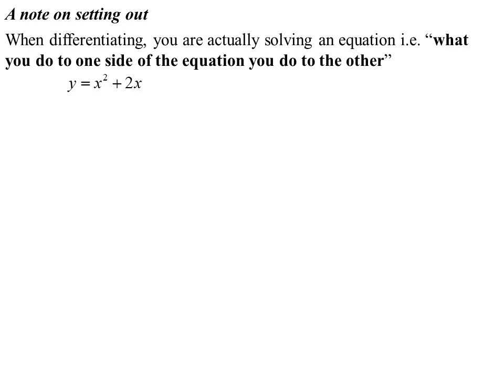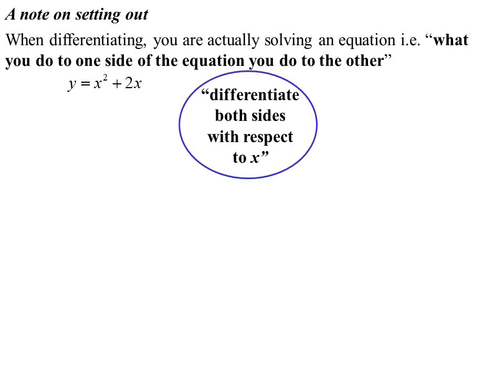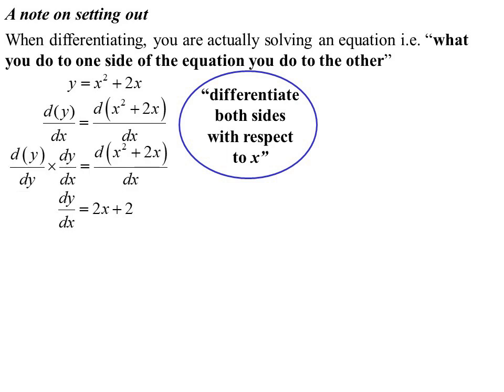If I have y equals x squared plus 2x, I'm saying, well, I want to differentiate both sides of this equation with respect to x. That's what I'm actually doing. So what I'm really doing is saying on the left-hand side, I want to differentiate y with respect to x. And on the right-hand side, I want to differentiate x squared plus 2x with respect to x. That ends up with this result, dy dx equals 2x plus 2. You'll notice this big gap, because that's what I'm really doing.